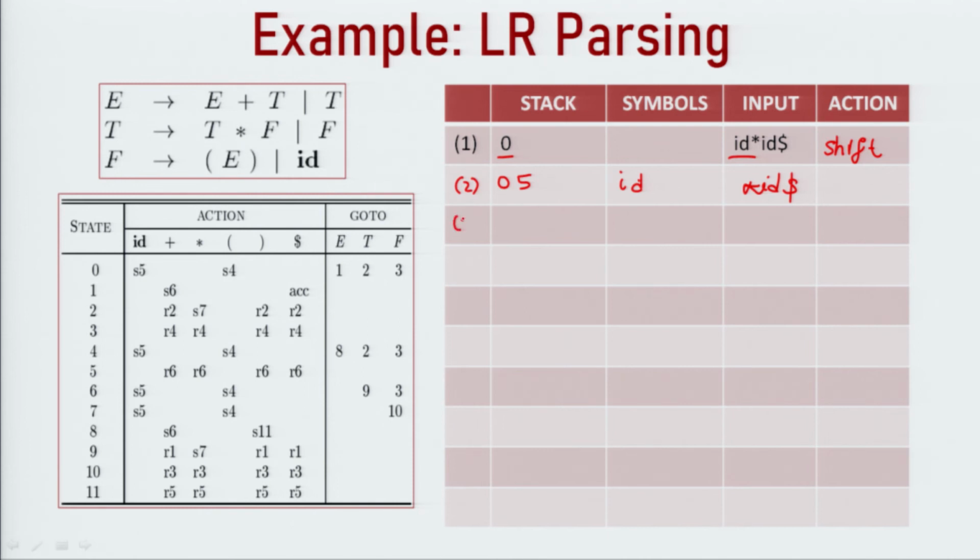Now, here we will look at 5 and multiplication. 5 and multiplication, this is R6. R6 means here we will do the numbering 1, 2, 3, 4, 5, 6. So, we know after R, this is reduce using the 6th production. So, here it is what? Reduce by 6, meaning F to ID. For reduction, what will we do? In F to ID, we will calculate the length. Length of the right hand side is 1. So, we will pop one symbol. Now, the exposed state is 0.